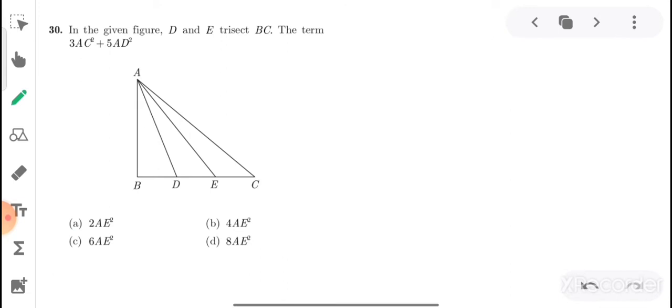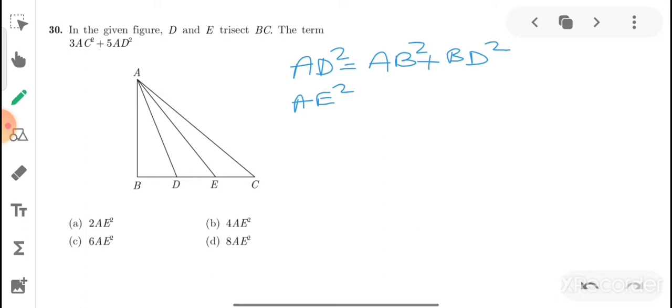This is the question of triangle. In this question, three right angle triangles are given in the figure. We have to use Pythagoras theorem to all of them. Then we get AD square is equal to AB square plus BD square for triangle ABD. Then AE square will be AB square plus BE square, and AC square will be AB square plus BC square.